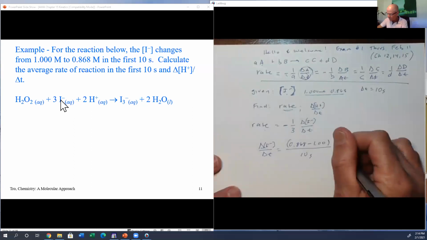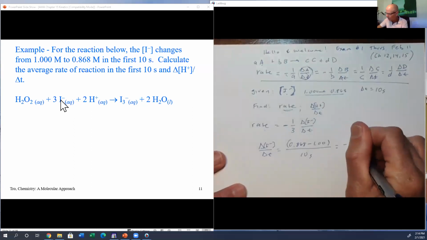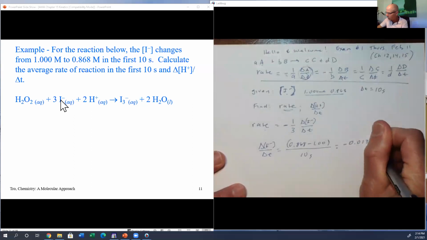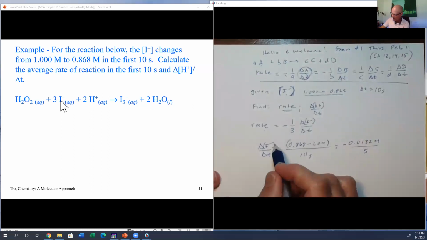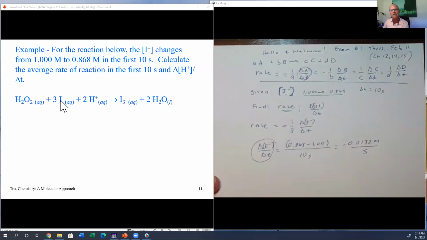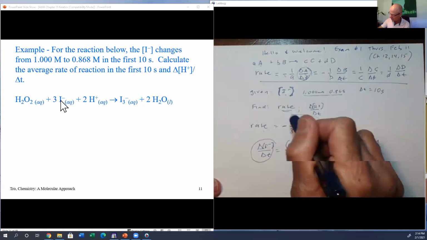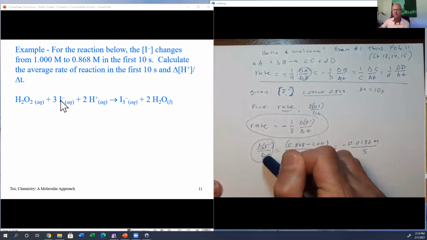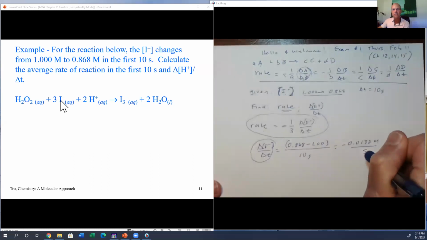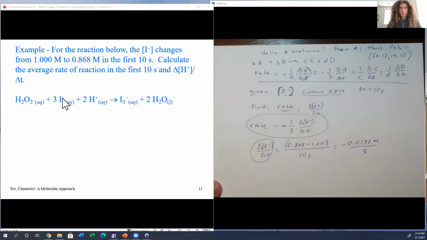So if we work that out, that's equal to negative 0.0132 molar per second. Notice what I've just calculated: the rate of change of a reactant in the reaction. Is that the rate of reaction? No. The rate of the reaction is minus 1/3 times that. This is the rate of change of I minus. Why is it negative? What is I minus? A reactant.